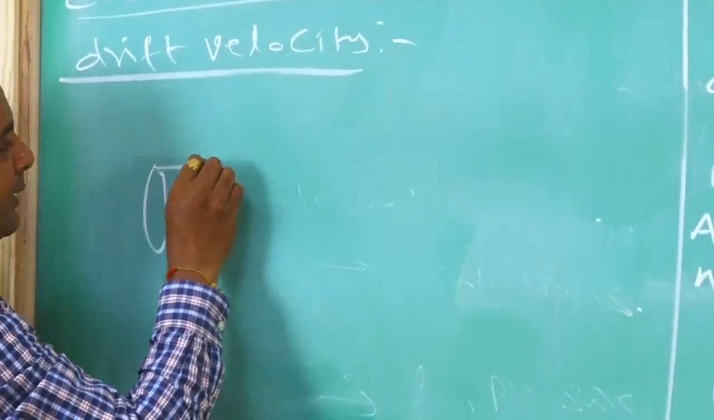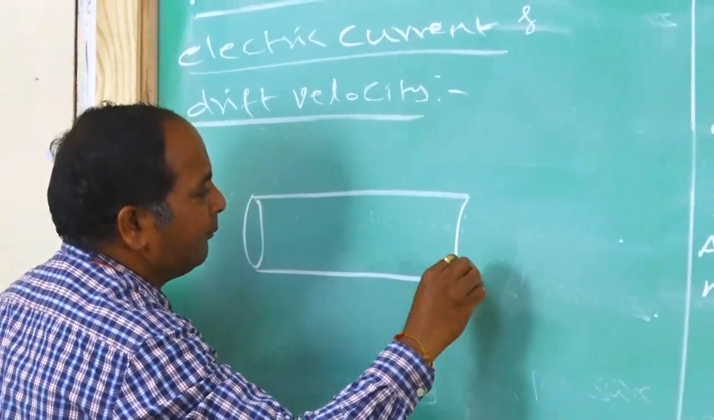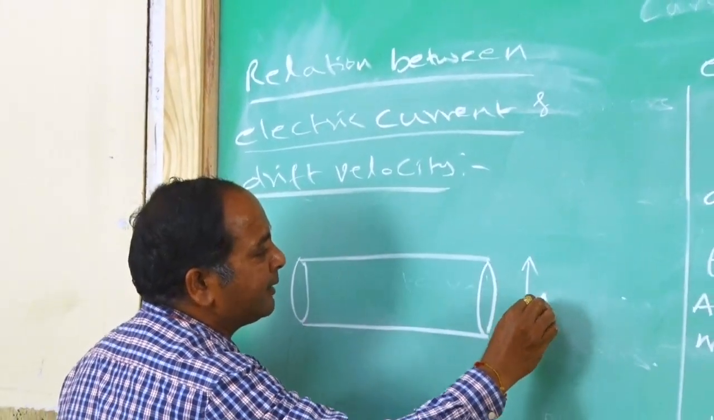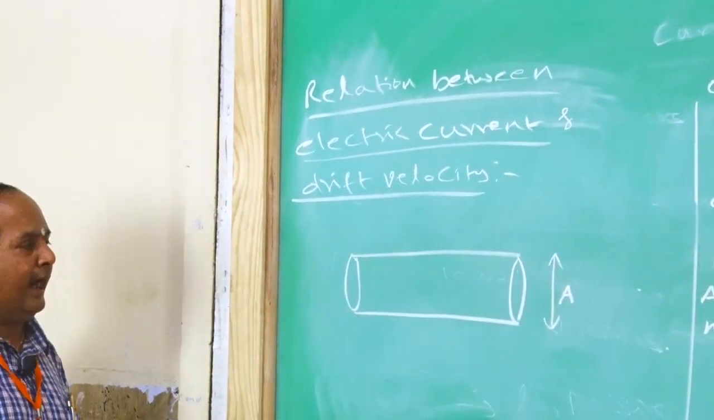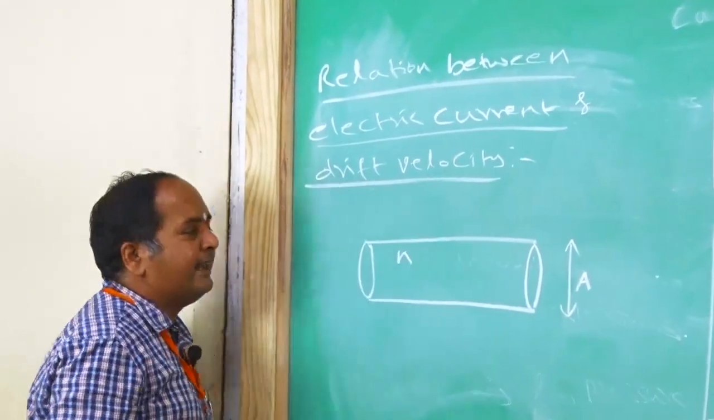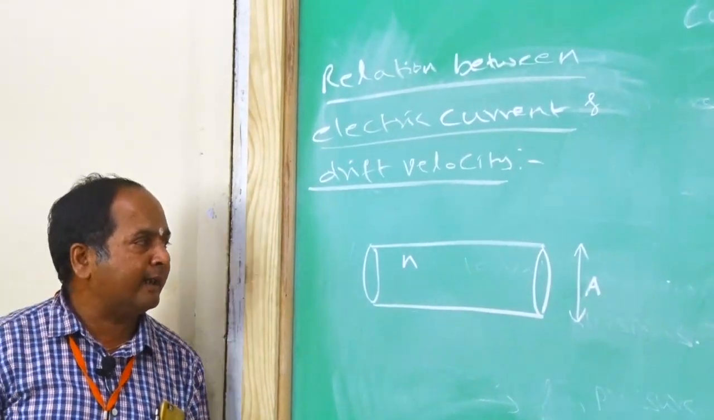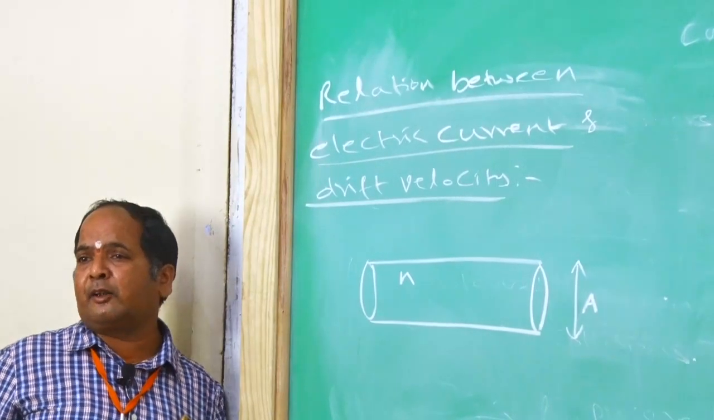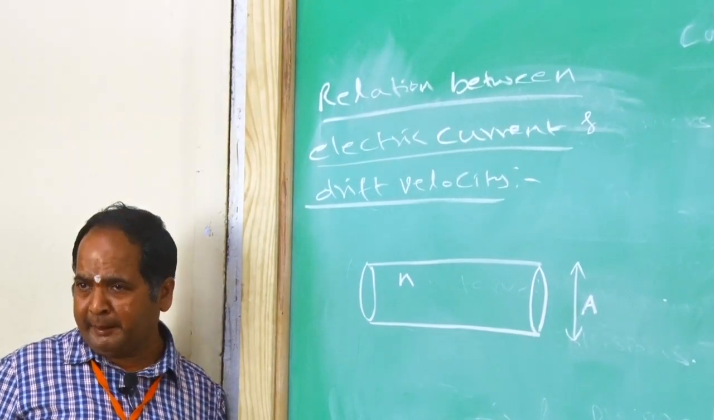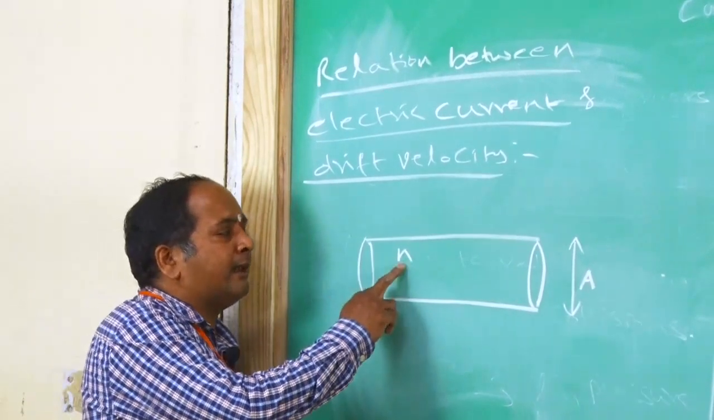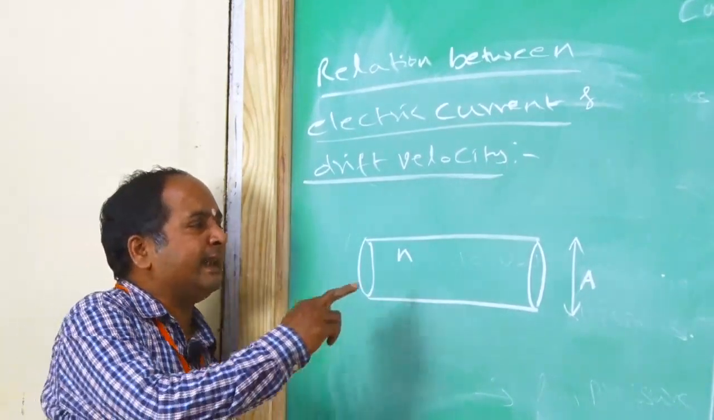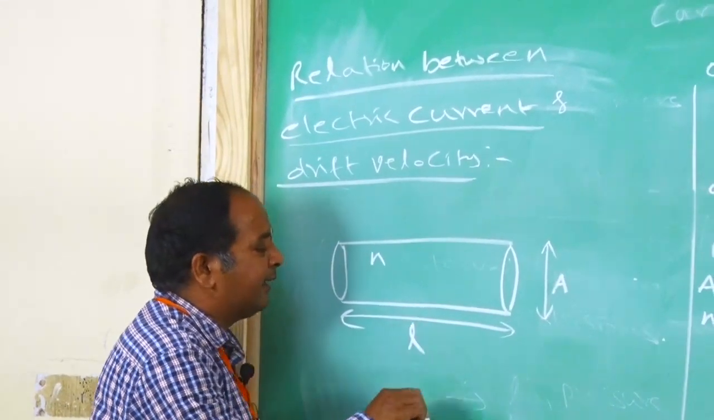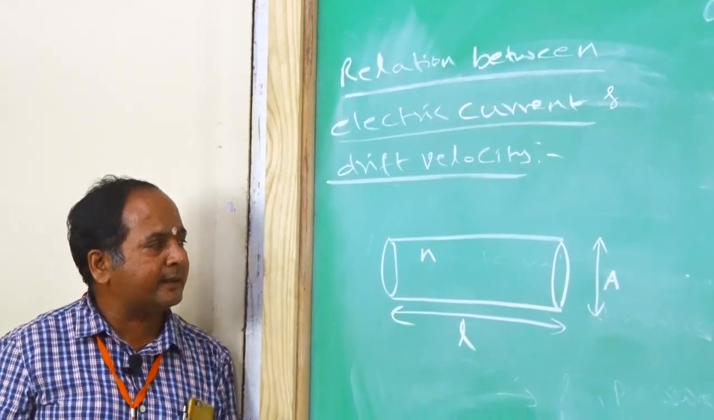Suppose let us assume that this is a metallic conductor. Here the metallic conductor's cross-sectional area I am considering as A, and the electron density is considered as small n. Electron density means, already we know in metals the electron density is 10 to the power 28 per meter cube. That means the number of electrons available per unit volume, that is n. Now let us assume that L is the length of this conductor.